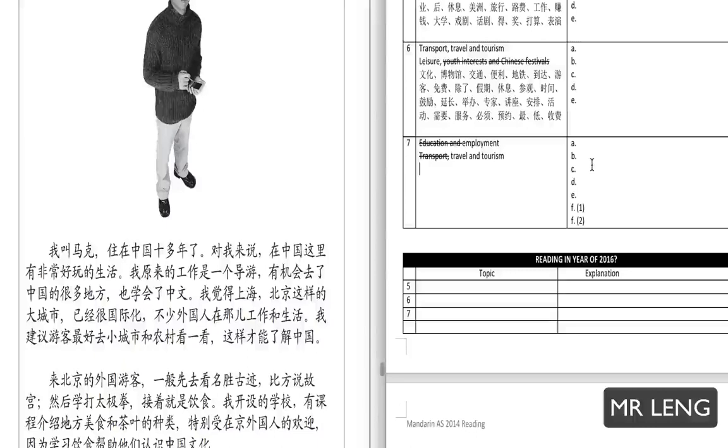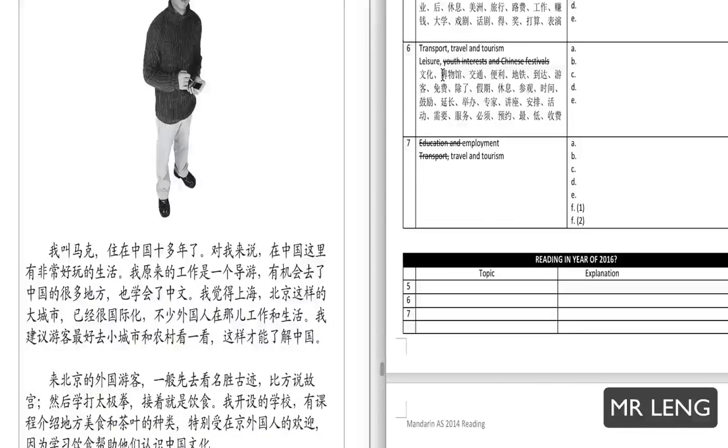Okay, now let's continue for the last big reading, which is the question 7. Before that, let's take a look to have a little bit recap of what we've done for question 5 and 6. So question 5, the topics is on education and employment. And then question 6 following up by transport, travel, and tourism. And then it has some of the leisure in it as well. For example, visiting the museum and having lectures, school activities, cultural activities, etc., etc.